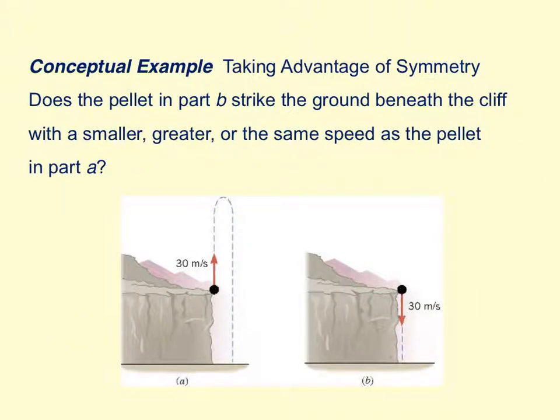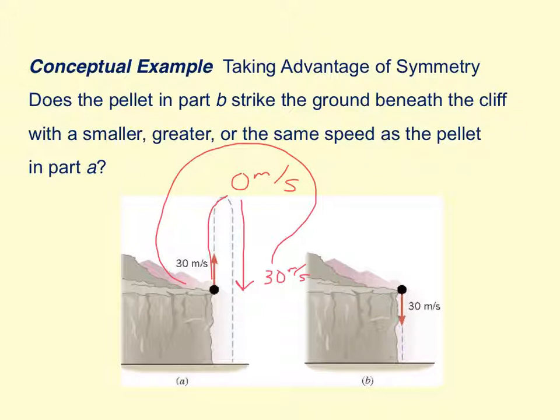Here's one last concept. If you have a pellet in part A and part B, which one would strike the ground at a smaller, greater, or the same speed as part A? So we're comparing the two. If you throw this object up into the air, at the top here the pellet will be at 0 meters per second. So it'll start at 0, come down to here, and it will now be at 30 meters per second, because we know that if you throw something up in the air and it comes back down to the same spot, it ends up being the same magnitude velocity, just in the opposite direction.